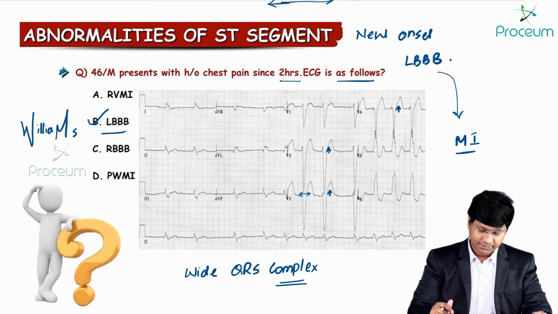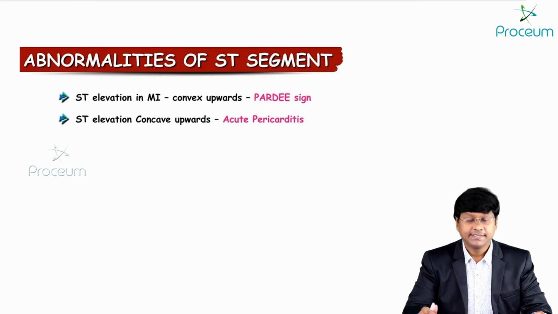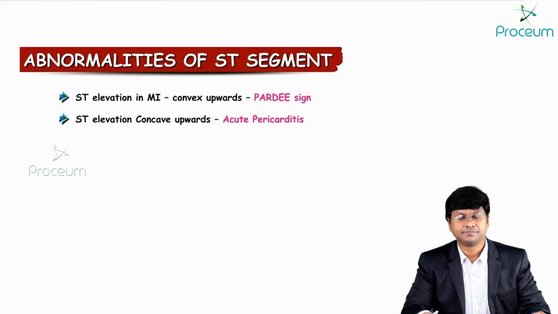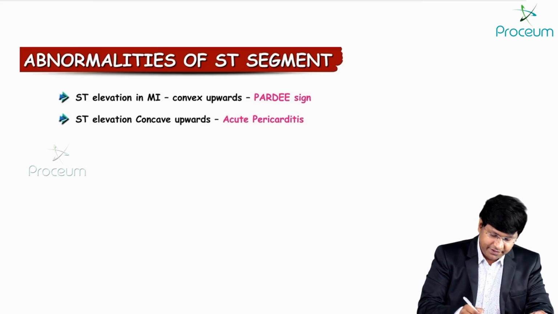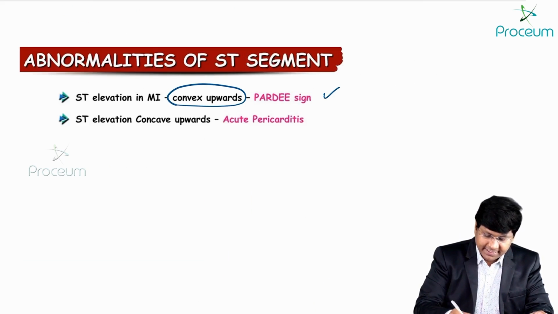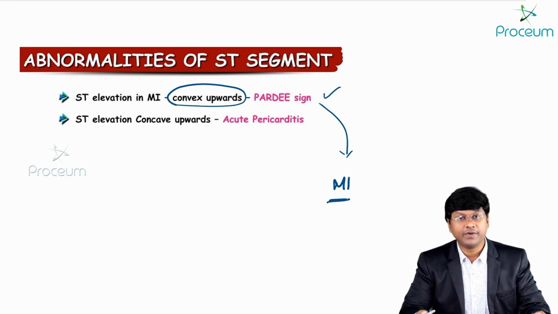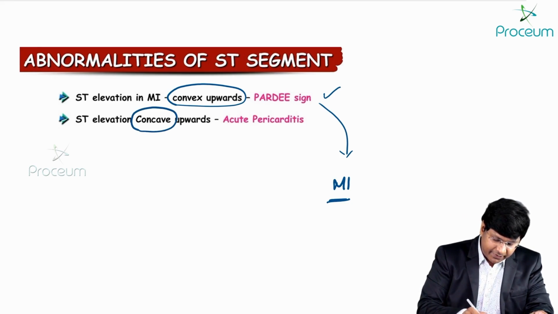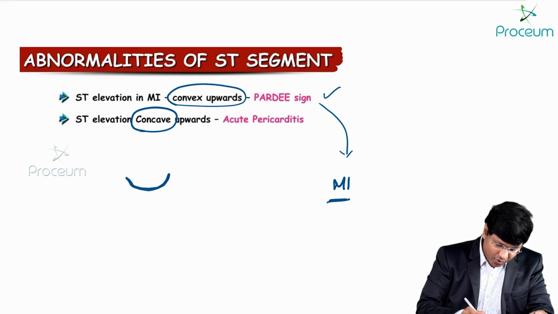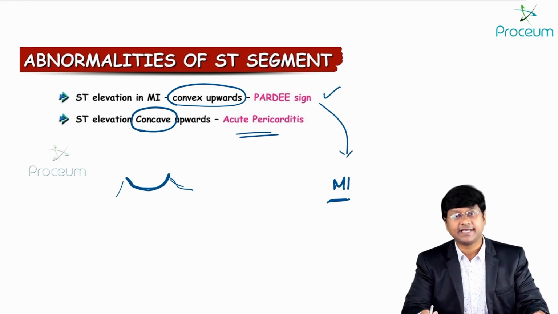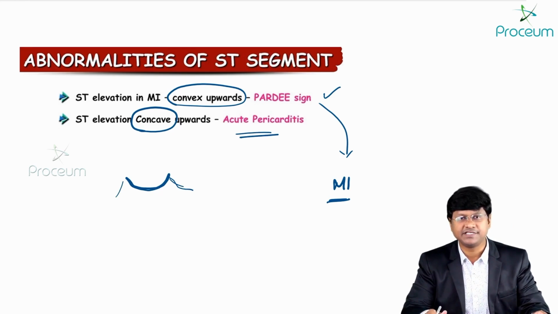Next. Now the other important point is the shape of the ST segment elevation. If the ST segment elevation is convex upwards, that is called the Pardee sign. And where do you see this Pardee sign? That is seen in case of myocardial infarction. Whereas if you have ST segment elevation in the form of concave upwards, then you will see that in case of acute pericarditis. I will show you these respective ECGs as well.